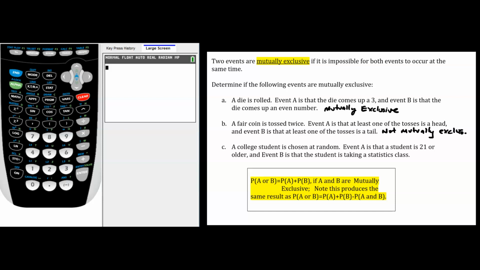Okay, example C. A college student is chosen at random. Event A is that the student is 21 or older, and event B is that the student is taking a statistics class. Is it possible to have overlap between these two events? Can you have a student that is 21 or older, and at the same time, can that student be taking a statistics class? Absolutely, you can have overlap. It is not impossible for those two events to be occurring at the same time. So once again, we would say not mutually exclusive.